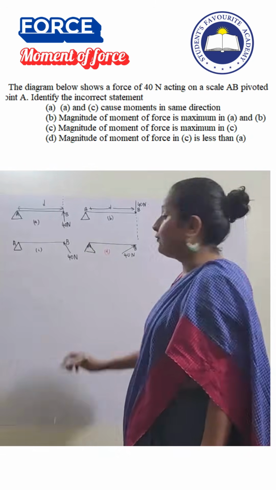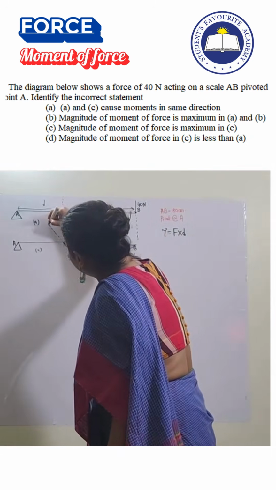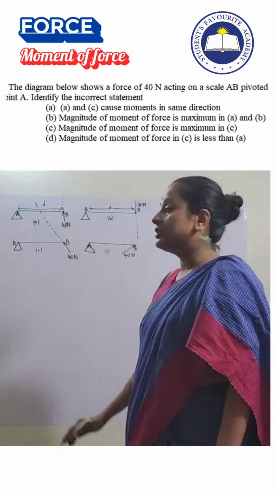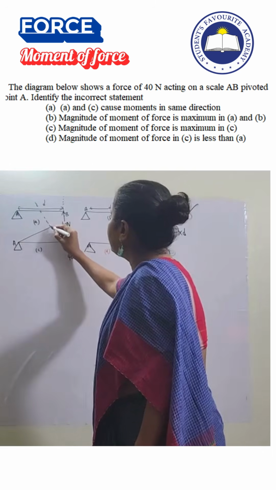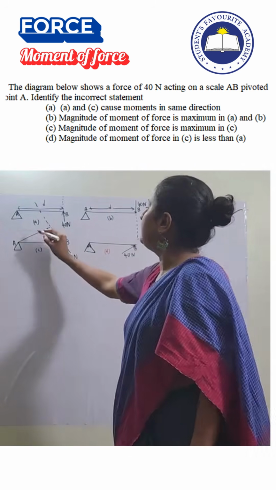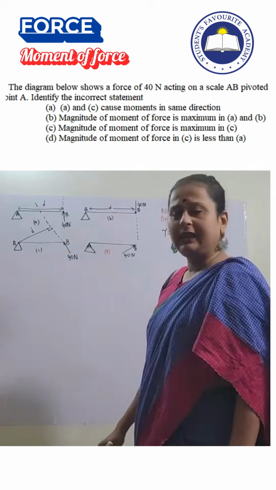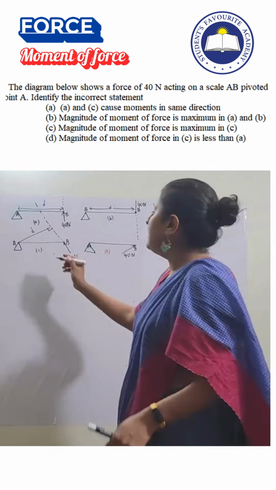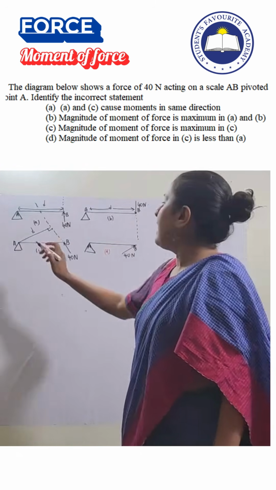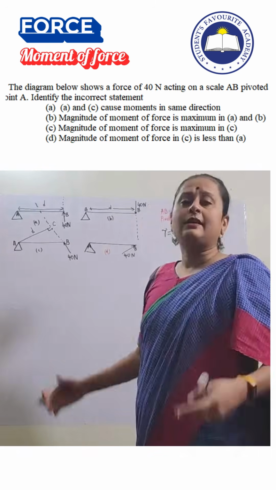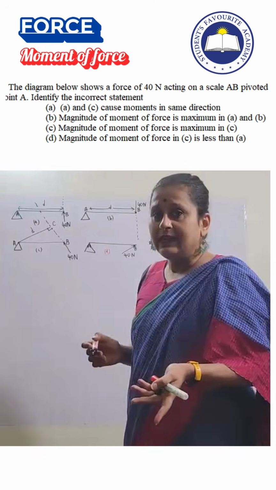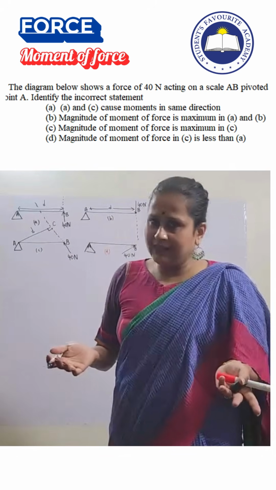Let's talk about this force. This is the line of action and a perpendicular drawn from the pivot will be the shortest distance. Can you see this is your D? If you look at this geometrically, AB is your hypotenuse and ACB is a right angle triangle at C. So AC can never be longer than the hypotenuse.